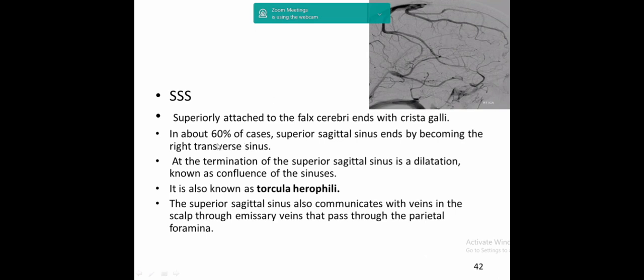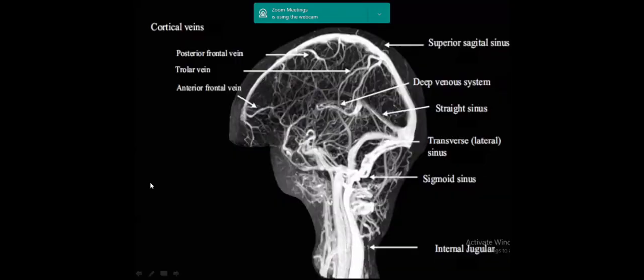In about 60% of cases, the superior sagittal sinus ends by becoming the right transverse sinus. At the termination of the superior sagittal sinus is a dilatation known as the confluence of sinuses, which I'll show in the coming slides. It is also known as torcula herophili, named after the Greek physician. The superior sagittal sinus also communicates with veins in the scalp through emissary veins that pass through the parietal foramen. And here is a clear picture showing the dural sinuses.